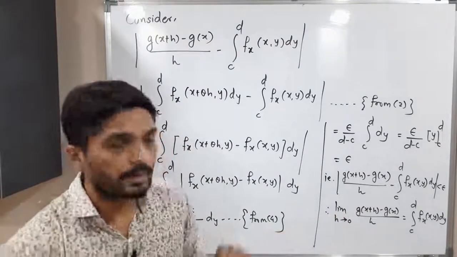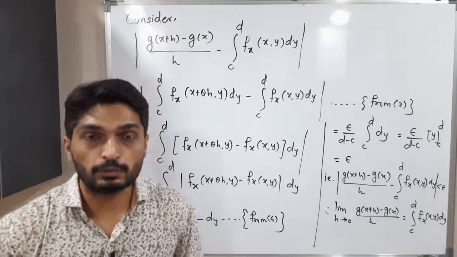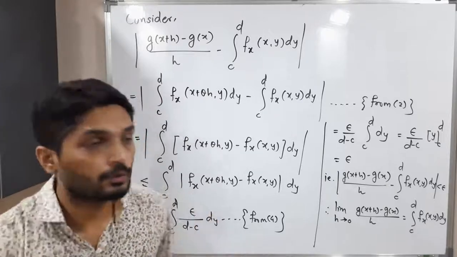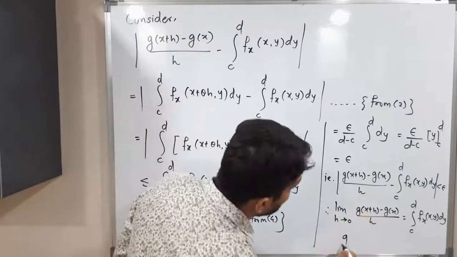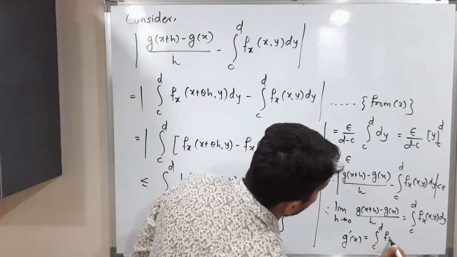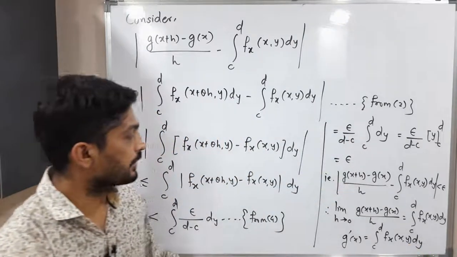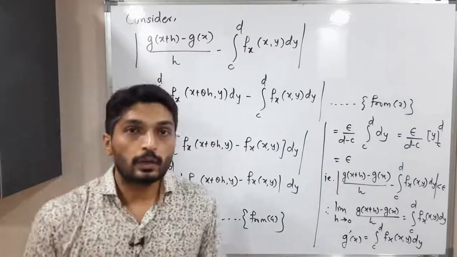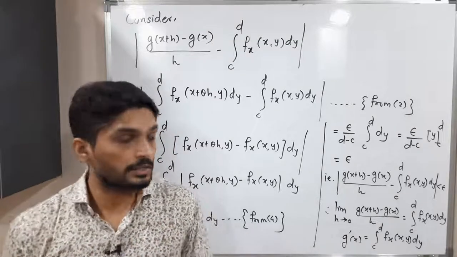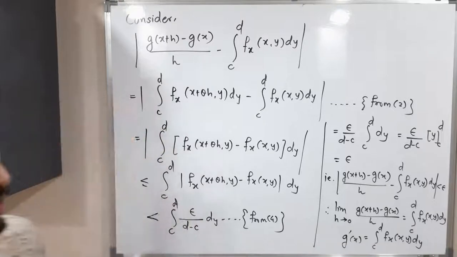Have you seen this type of limit anywhere? Yes, this is the definition of derivative, which we have already studied in 11th or 12th standard. So this is nothing but simply g dash of x. So this is equal to integration c to d of f_x (x, y) dy. Finished. In this way we have completed this one. So we had a function g of x, and we proved that its derivative g dash of x is equal to integration c to d of the partial derivative of f with respect to x, dy.